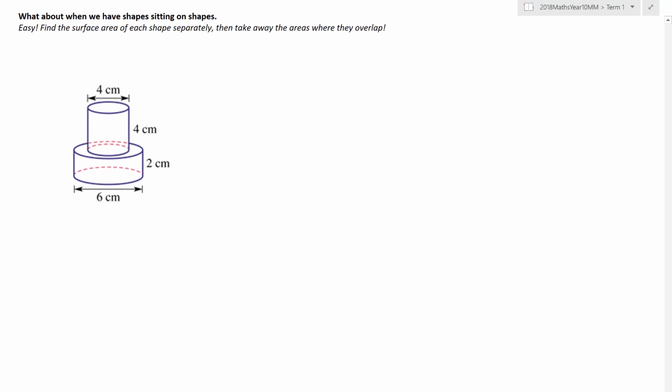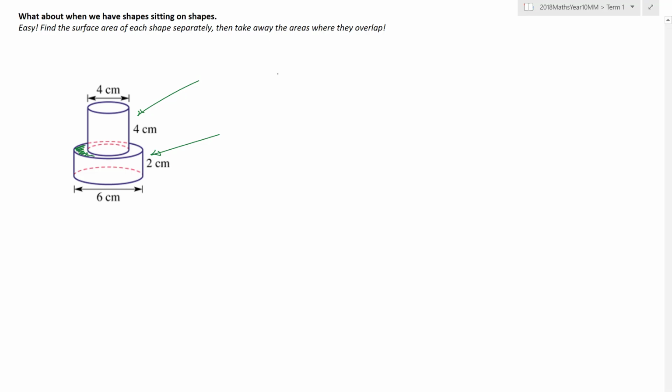Again, last shape here. Just be very, very careful with surface area of composite shapes. Here is a composite shape. What do I mean by composite? It's a shape made up of more than one other shape. So I've got a cylinder sitting on top of a cylinder. Now, when you work out the total surface area, you're looking at the area that can be seen. If I was going to paint all of the areas of this, what area would I color in?